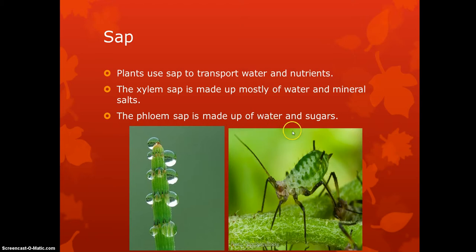Now, if we look at this aphid, it is feeding on one of these saps, either the xylem or the phloem sap. Can you guess which sap it is feeding on? Do you guess the phloem sap? Yes, it is feeding on the phloem sap because it is made up of water and sugars, and it needs these sugars for energy.